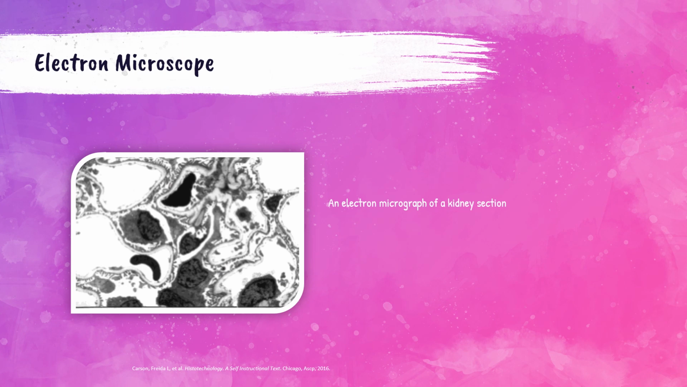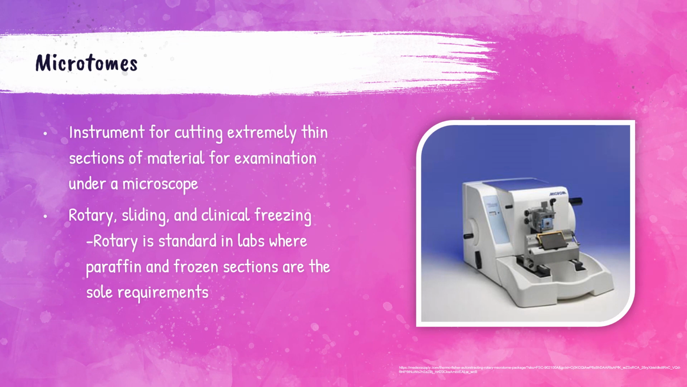This is a photo of a kidney section from Dr. Carson's book that is being viewed using an electron microscope. All right, so that's it for microscopes. Now let's talk about microtomes.